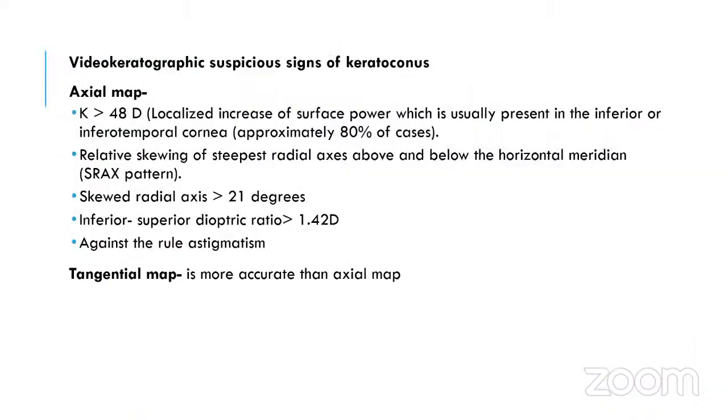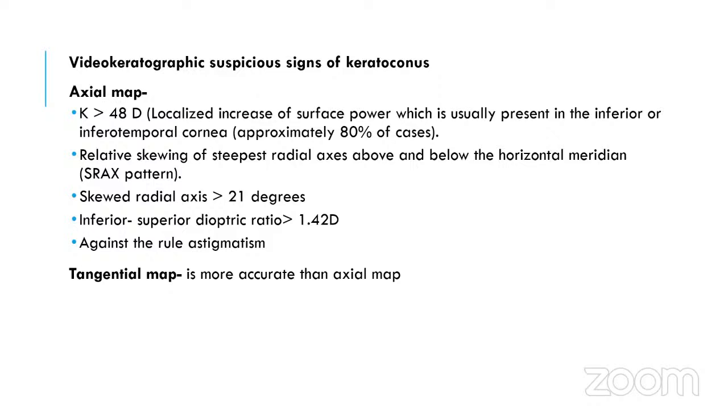Videographic suspicious signs of keratoconus in the axial map: keratometry more than 48 diopters. There is a localized increase of surface power, which is usually present in the inferior or inferotemporal cornea, in approximately 80% of cases. Relative skewing of the steepest radial axis above and below the horizontal meridian, the SRAX pattern. Skewed radial axis more than 21 degrees. Inferior to superior dioptric ratio of more than 1.42 diopters, and there is against-the-rule astigmatism.